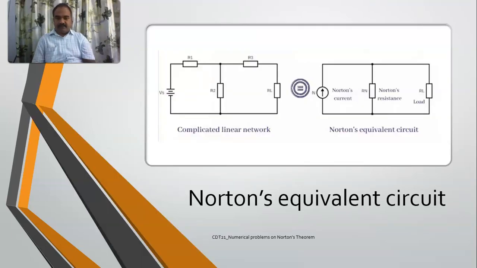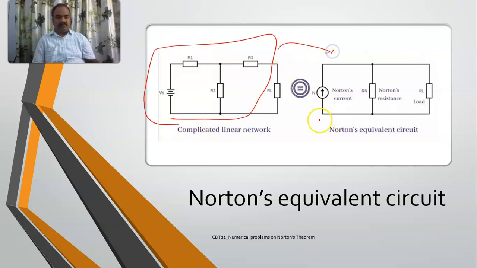So, a quick review. Any complicated network can be replaced by a Norton's equivalent, which consists of a current source, which we call Norton's current, in parallel with a resistance, which we call Norton's resistance.